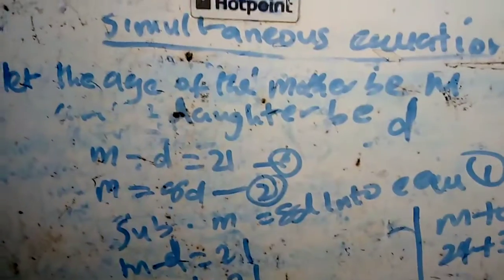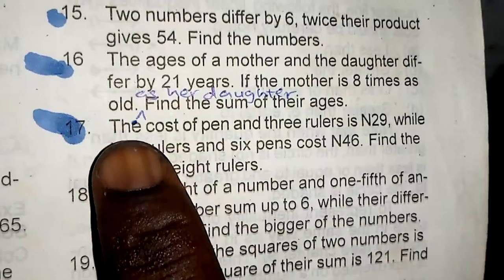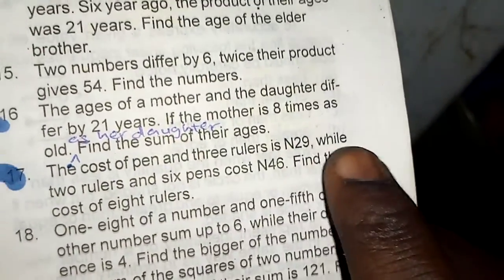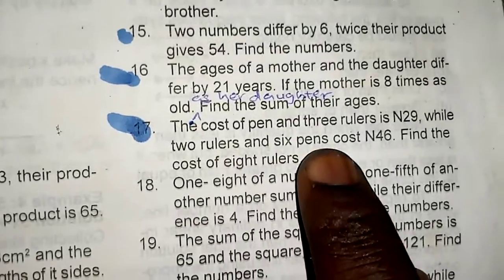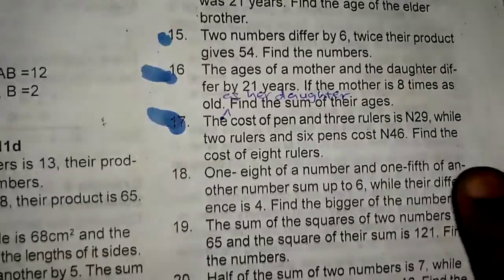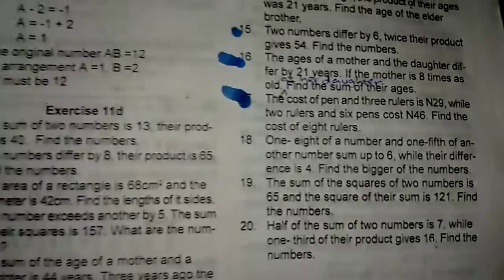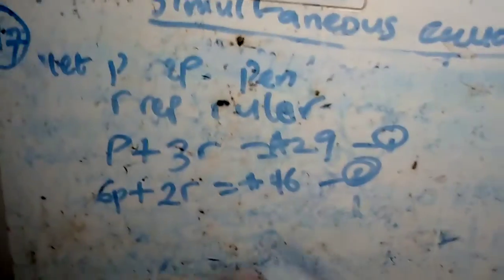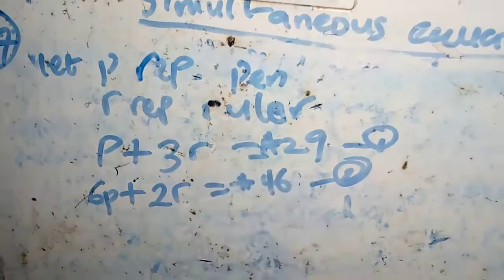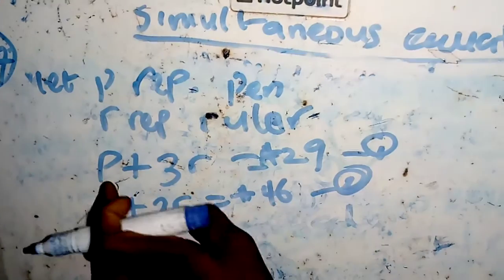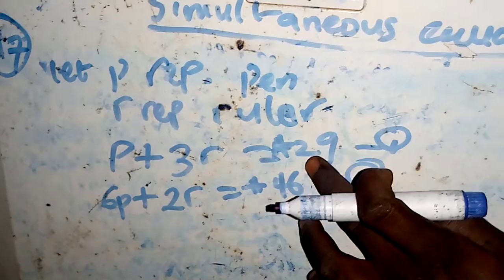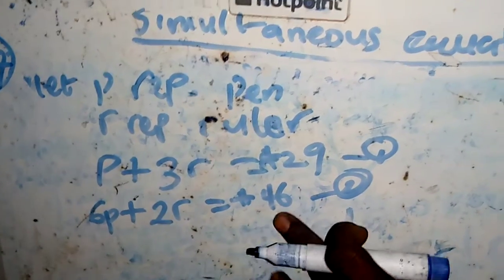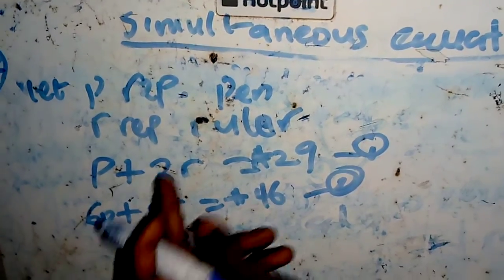Looking at question 17, the cost of a pen and 3 rulers is 29 naira, while 2 rulers and 6 pens cost 46 naira. Find the cost of 8 rulers. Now looking at the board, let P represent pen and R represent ruler. So the question says P plus 3R equals 29 naira, while 6P plus 2R equals 46 naira. So these are the two equations.